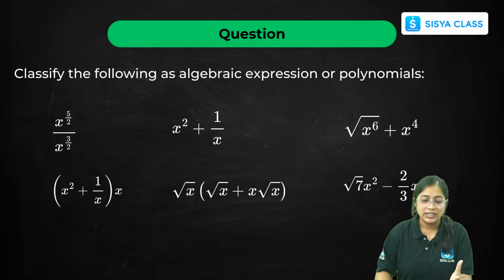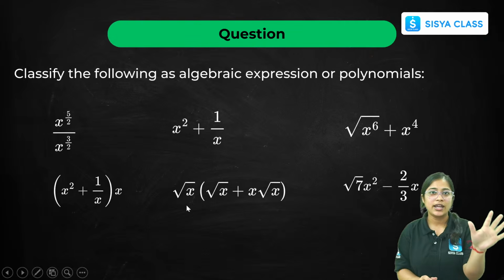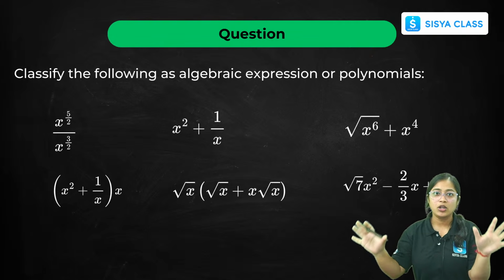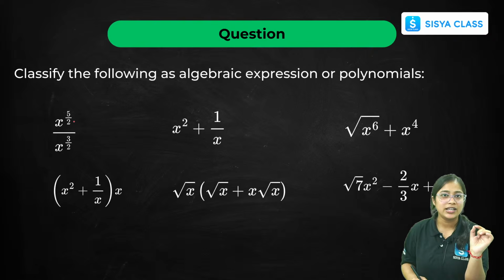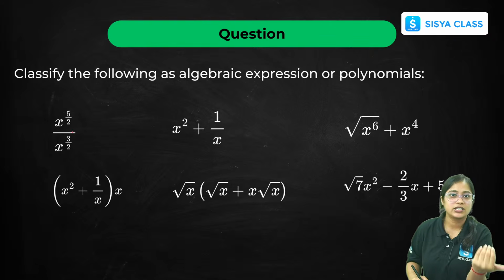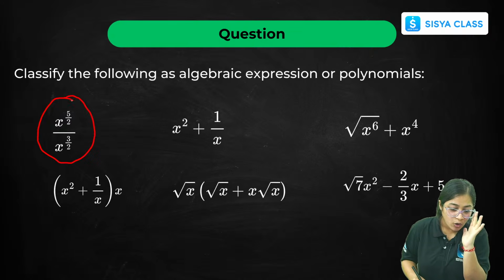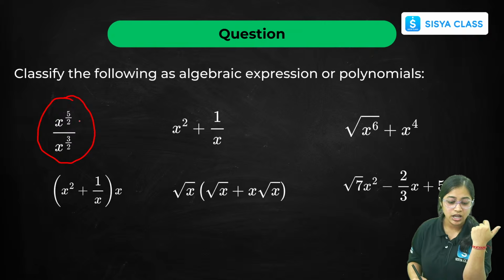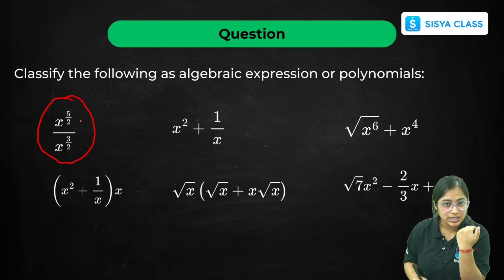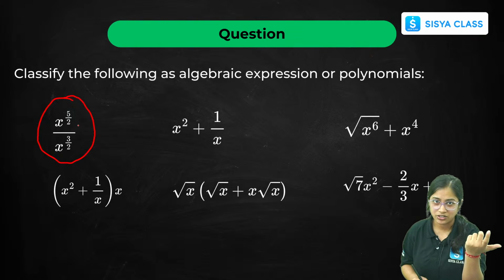Now we will see one question. Here we have some algebraic expressions, and we need to classify which one is an algebraic expression and which one is a polynomial. Okay. So let's start with the first algebraic expression. We have x raised to power 5 by 2 divided by x raised to power 3 by 2. Here, what are the powers of x? The powers of x are fractions, right? Fractional powers of x. So here you might say that this is not a polynomial, because in a polynomial the power of the variable is not a fraction, correct?